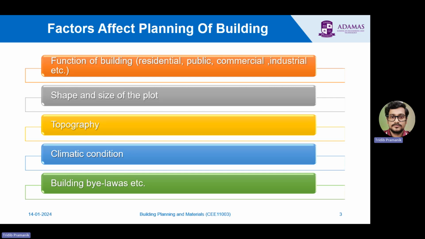we will have different climatic conditions, like we discussed in the last video lecture that in India we have mainly 4 climatic zones. One is hot and humid, then hot and dry, then moderate climatic zones, and cold climatic zones. Depending on climatic zones, our building orientation or the positioning of the different parts of the building will be different, and the plan will also be different. And the 5th one is building bylaws.